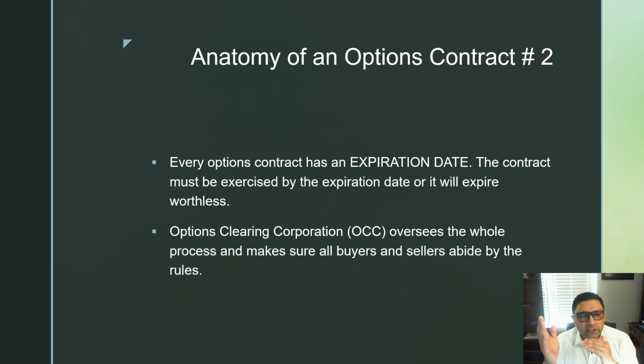Every options contract also has an expiration date. Any decision regarding that options contract, whether the buyer is going to choose to exercise it or just let it go, has to be made by the expiration date. If the option contract is not exercised by the expiration date, it will expire worthless. There is a huge organization called the Options Clearing Corporation. They oversee the whole process and make sure all buyers and sellers abide by the rules.